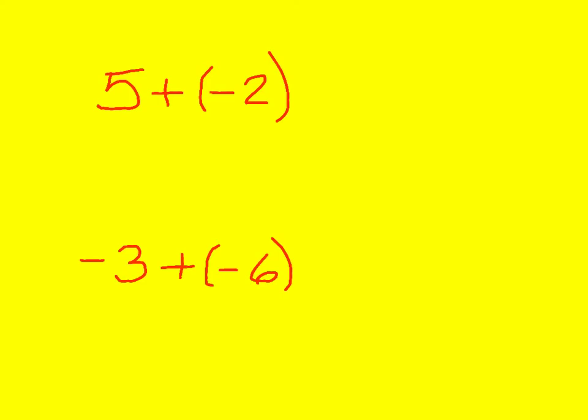Alright, 5 plus a negative 2. When you're adding a negative 2, it's the same thing as subtracting 2. So that 5 plus negative 2 would give us positive 3. And a negative 3 plus a negative 6 would give us a negative 9.